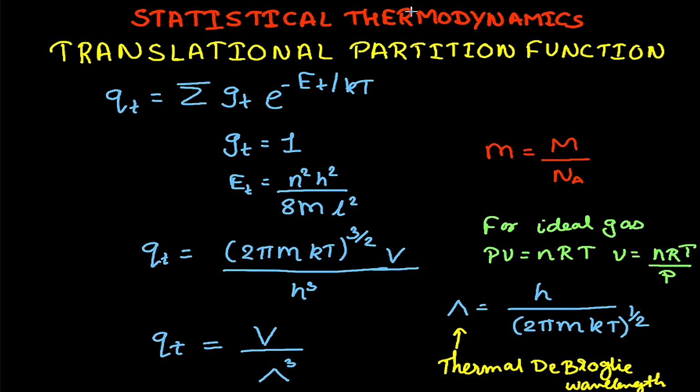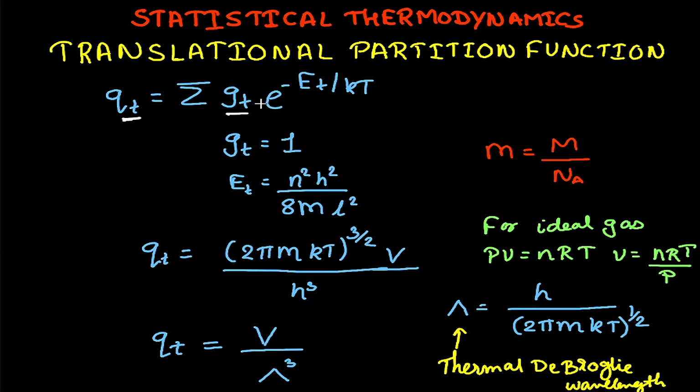Today under statistical thermodynamics, we will be looking at the partition functions, and the first partition function is the translational partition function. Now in the previous video we have seen that the partition function q_t, which represents the translational partition function, could be written as the summation of g_t e raised to minus e_t by kT, where g_t is the statistical weight factor and e_t is the translational energy.